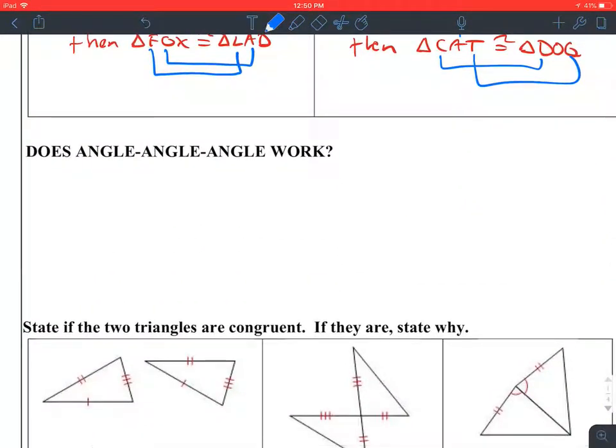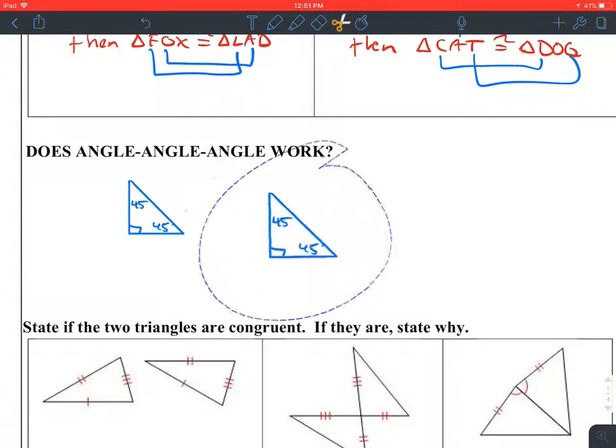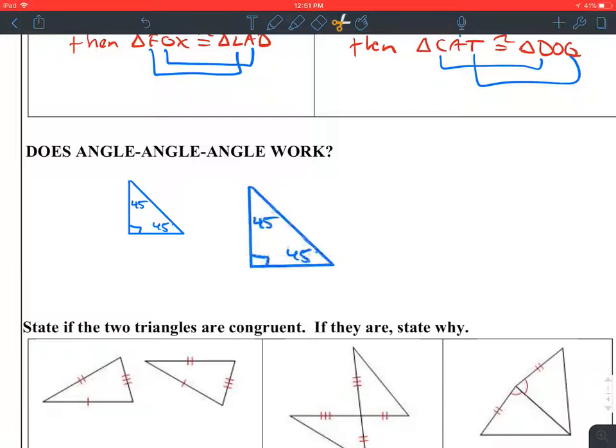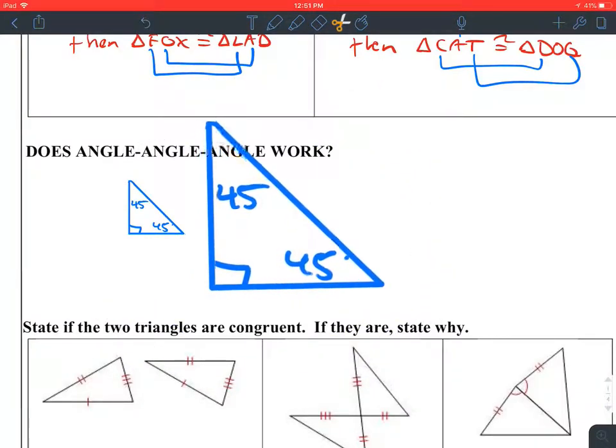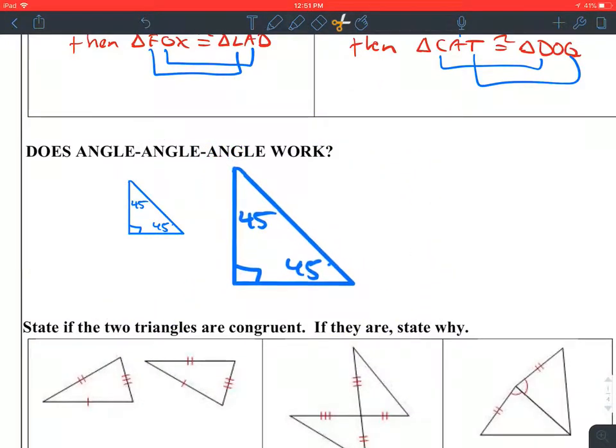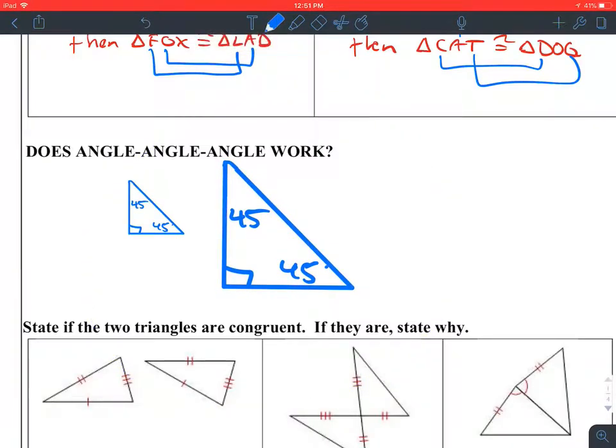As mentioned in class, angle, angle, angle doesn't work. If I have a triangle like so, and let's say those angles are 90, 45, and 45, it is possible to have another triangle with the same angles that could be bigger or smaller than this and still not be congruent, because congruent means it's the same size, but these are different sizes. So angle, angle, postulate, well, let's not say that. Let's just say angle, angle doesn't work.